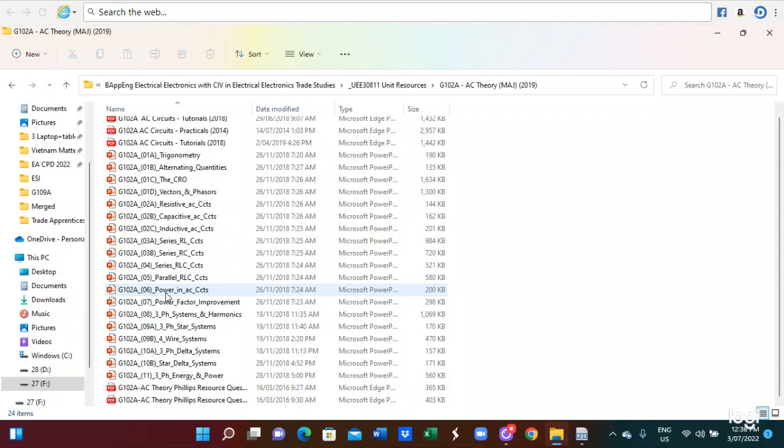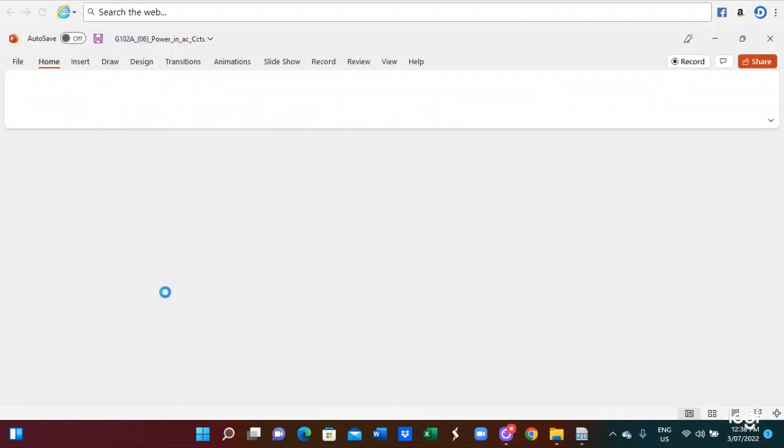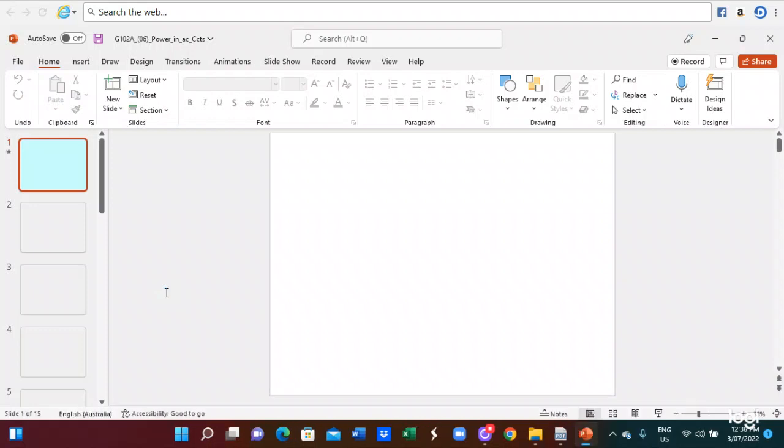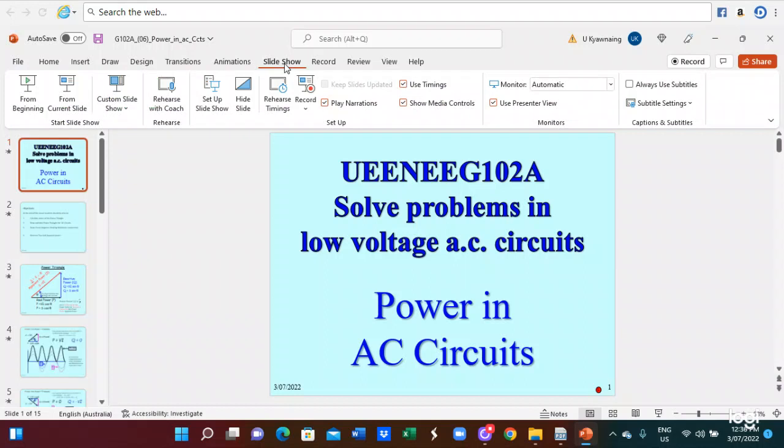Power AC circuit, lesson 6. To solve problems in low voltage AC circuits. So, the power AC circuit.